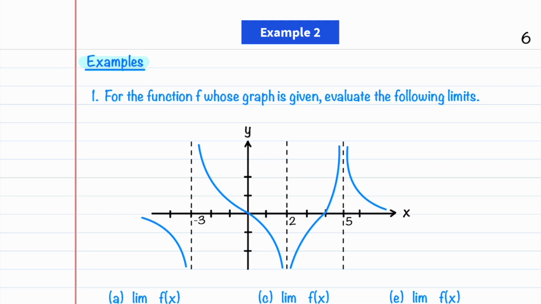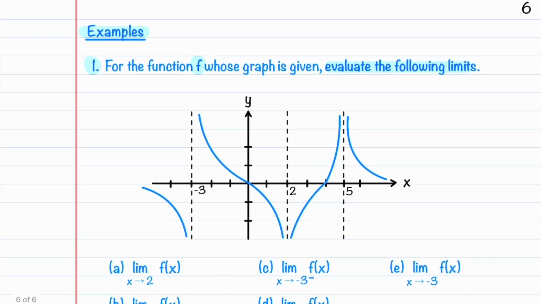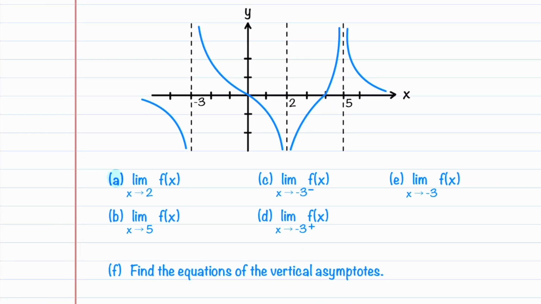Let's now look at two examples so that we can learn how to evaluate infinite limits, because these can be really tricky. In our first example, we have a function f whose graph is given, and we're asked to evaluate the following limits. Let's move this up so we can see our limits. The first limit that we're going to evaluate is the limit as x approaches 2 of f of x. Let's go up here and highlight 2, and then let's look at our function. As x approaches 2 from the left, we go to -infinity, and as it approaches from the right, we also go to -infinity.